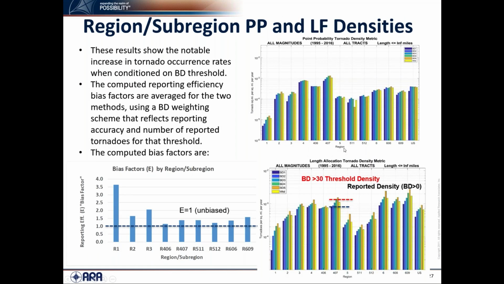And this is a busy slide, but basically what we're looking at for these different regions on the right with these bar charts is the point probability version of counting, or the length allocation. For building densities, the black line is building density 1, which was less than 10 buildings per square mile, going up to over 500 buildings per square mile. Looking at region 1 here, for example, the more buildings per square mile, the more tornadoes we have. And in that particular region, we can see that in the overall picture.